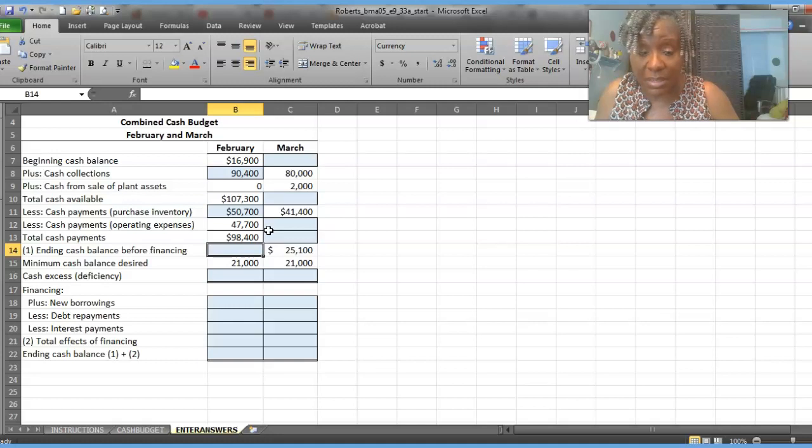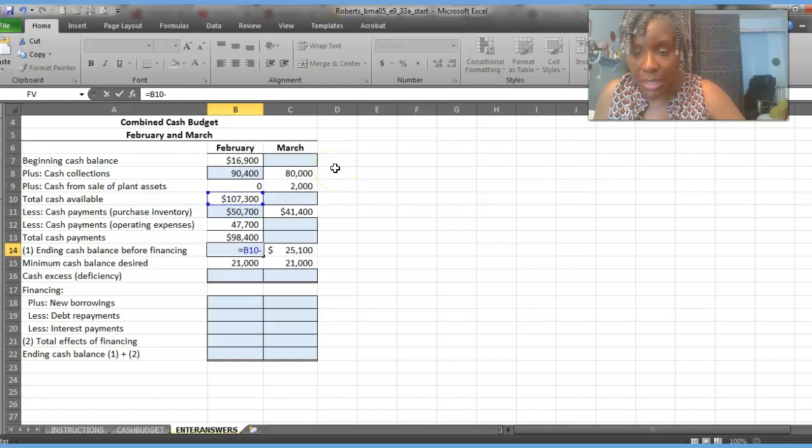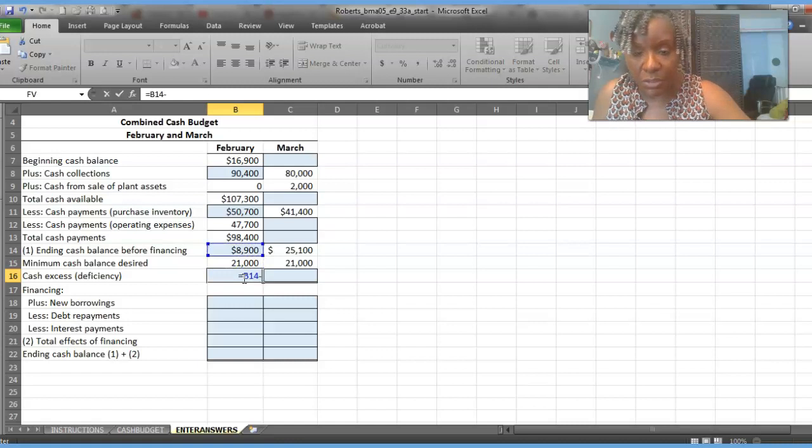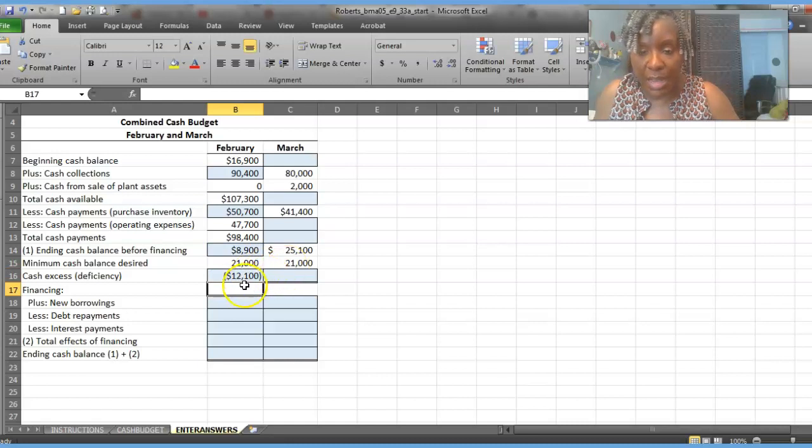Well, let's find out what our ending balance is. I'm going to use a mathematical formula. You don't have to do this. Just take your calculator and do the math. So if I know my cash available is 107, and I subtract all of my cash payments, I get 98.4. Subtracting that from 107, I get $8,900. Well, that $8,900 is less than the minimum amount of cash desired. So my deficiency in this case is the difference between the 21,000 and 8,900. So I have to borrow $12,100.